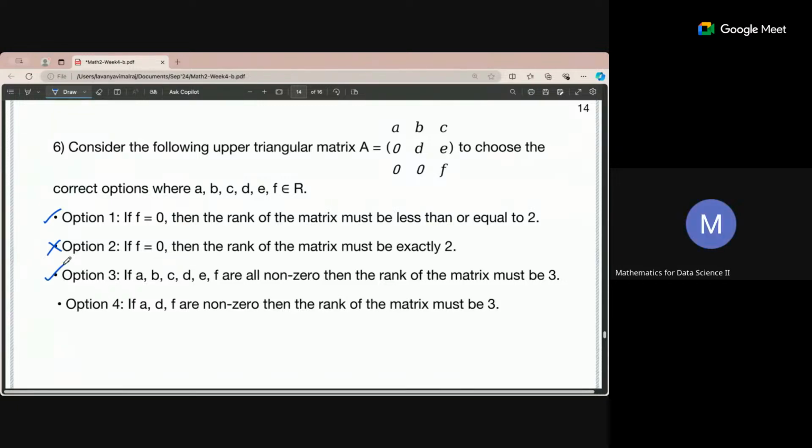If A, D, F are non-zero, then the rank of the matrix must be 3. True or false? True, for the same reason. All right.